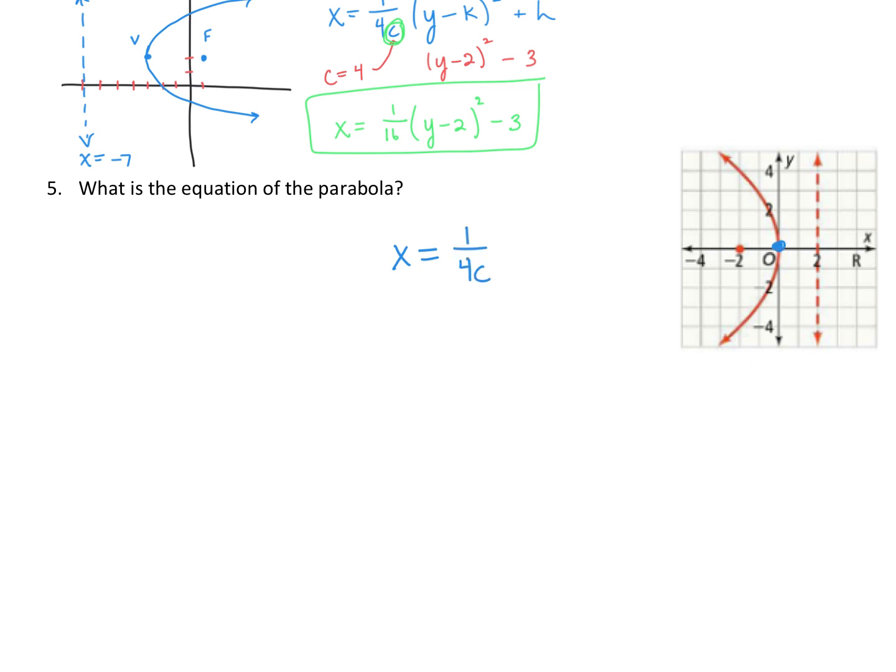And then the vertex is at the origin. So that means we didn't shift at all. So it's just going to be a y squared. So all we have to figure out to write the equation is what our c value is. C value, if we count from the vertex to the focus, that's 1, 2 units. But because we went to the left, and this parabola is opening to the left, our c value is a negative 2. So our equation is going to be x equals, we're going to plug in a negative 2. 4 times negative 2 is negative 8. So I'm just going to put the negative out front, negative 1 over 8 y squared.